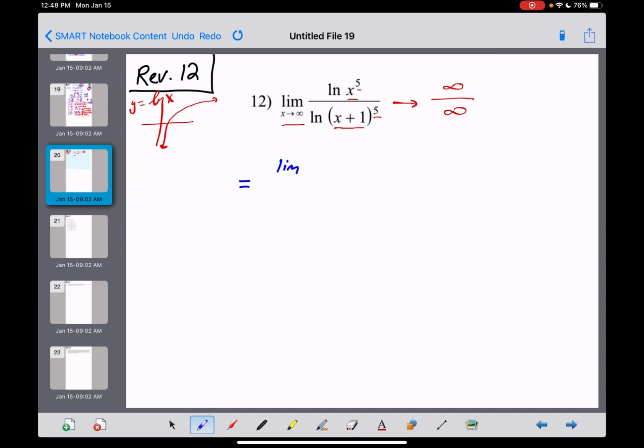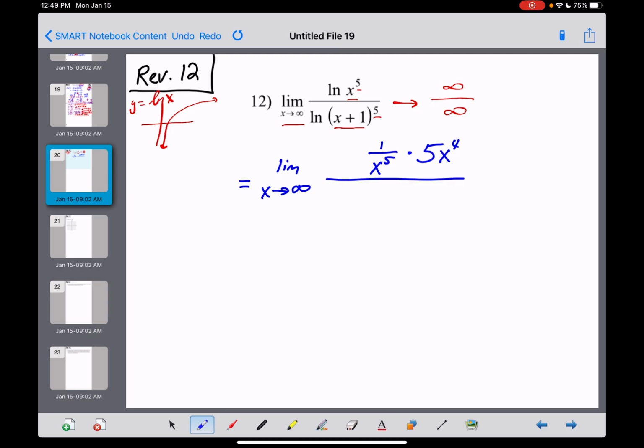So the limit we're trying to come up with then would be equal to the limit as x approaches infinity of, and here we go now, guys, we're going to take the derivative of both the top and the bottom. So the derivative of natural log of anything is 1 over that product, so 1 over x to the fifth, but multiplied by the derivative of that product. And the derivative of x to the fifth is going to be a 5x to the fourth.